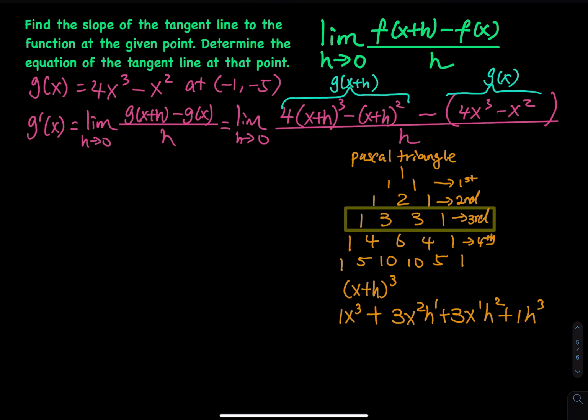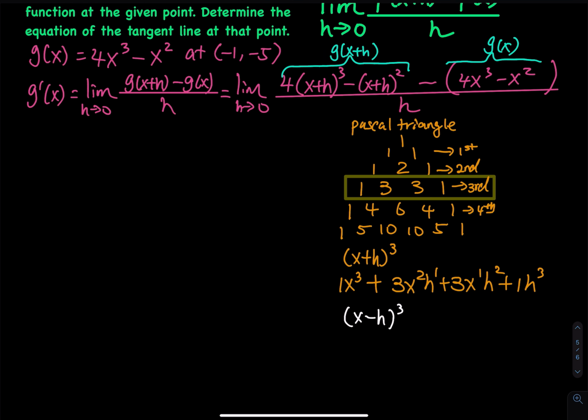What if, just a what if, you are trying to expand (x minus h) to the third power? You don't see that in the limit definition, but let me show you that anyway. So for x minus h, we write this down again. We have x to the third, and then 3x squared h, and then 3x h squared, and then h to the third. For minus, you go by plus, minus, plus, minus. They alternate. For plus, it's all plus, easy.